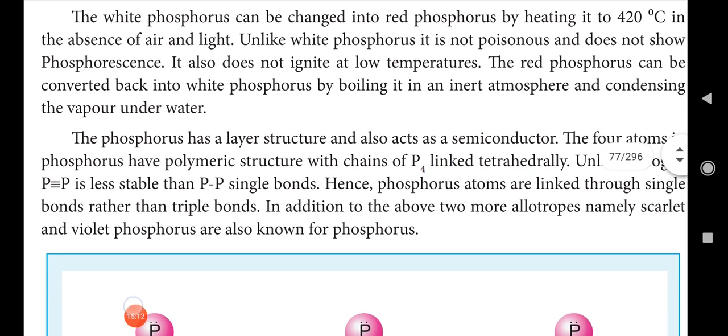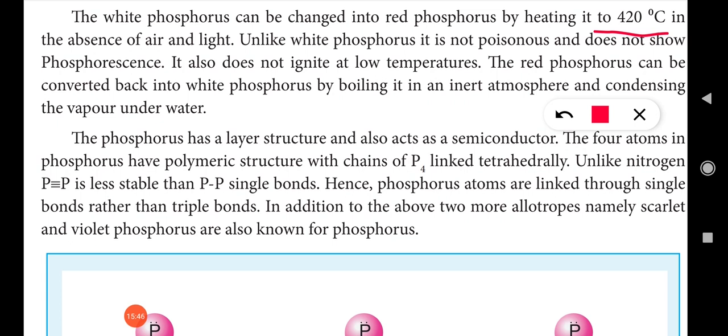Then white phosphorus can be changed into red phosphorus by heating white phosphorus to 420 degrees Celsius in the absence of air and light. In the presence of air and light, if you heat phosphorus, it will convert to phosphorus pentoxide or phosphorus trioxide. So only if you want to get red phosphorus from white phosphorus, you need to heat the white phosphorus at 420 degrees Celsius in the absence of air and light.